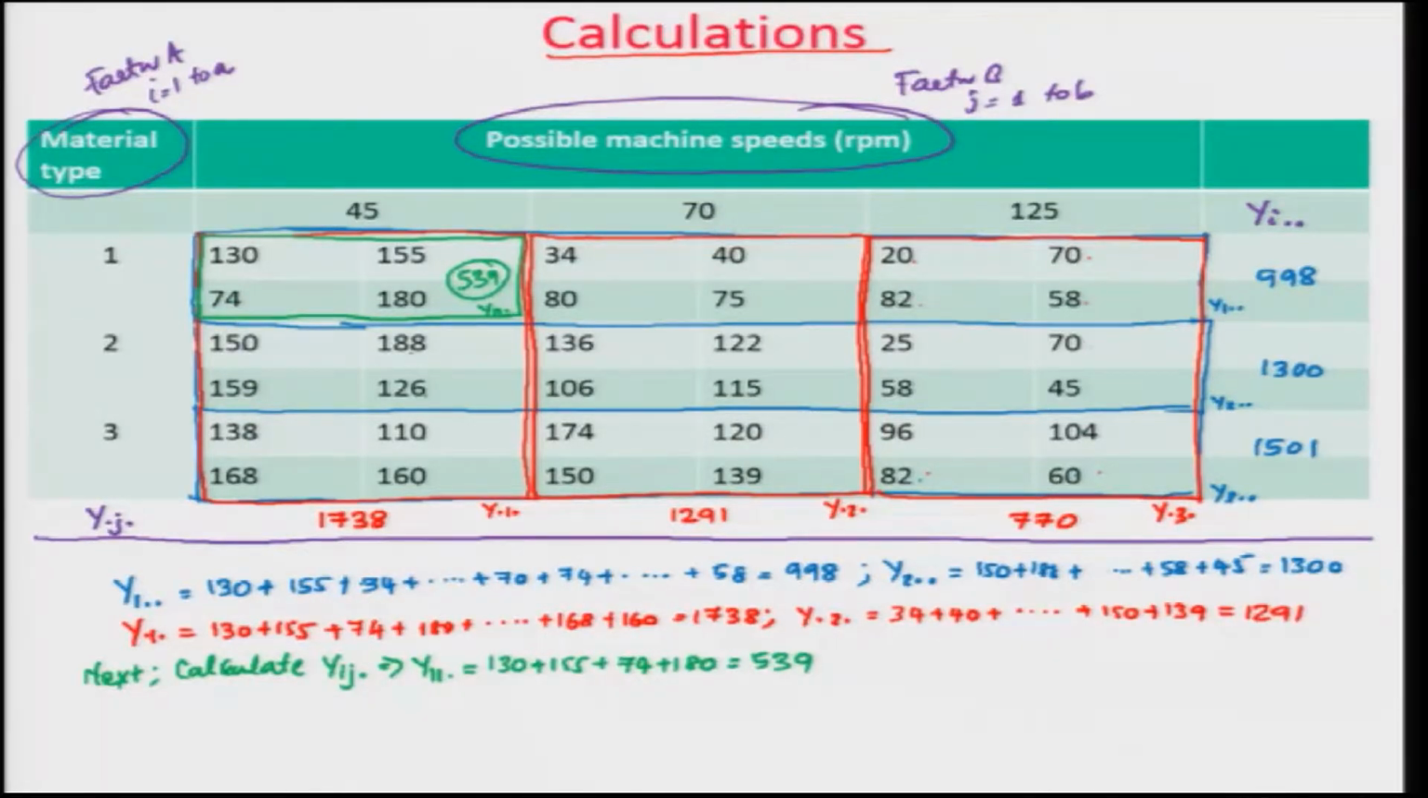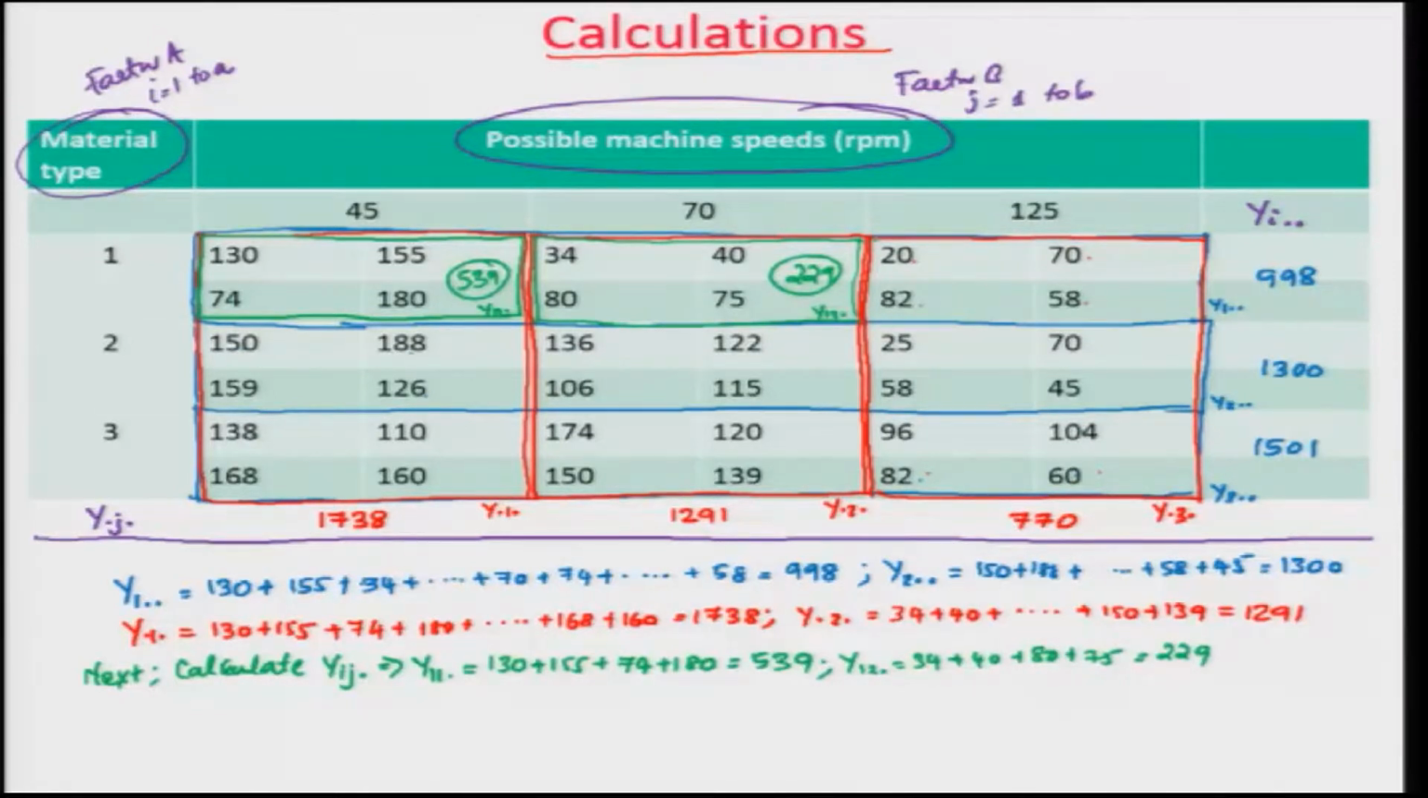Then the next value we can calculate is y 1 2 dot, which is these values. That is 34 plus 40 plus 80 plus 75. You get that value as 229. So this is your second value.